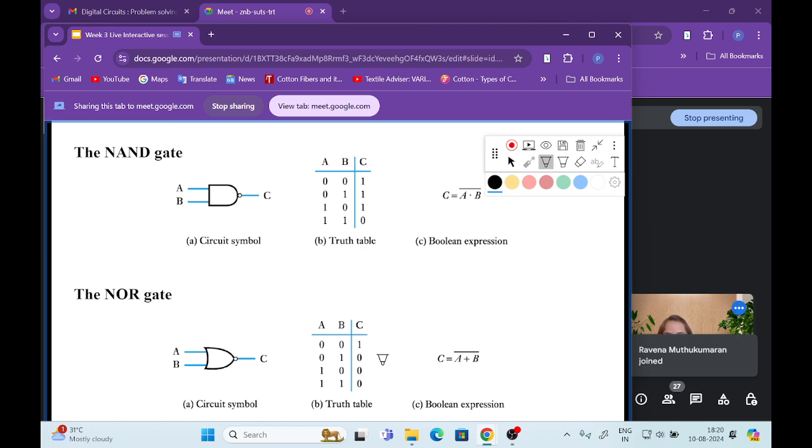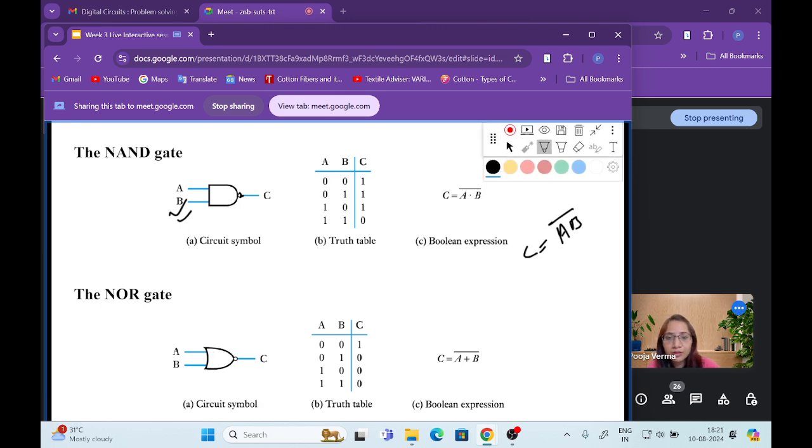Next one is the NAND gate. It is like an AND gate, but an inverter symbol is attached to the output. So the Boolean expression for the NAND gate is (A B) bar. The AND gate is a multiplication, so it is also multiplication, but with the inverter. It is also a two-variable representation. If we give 0 0 to the AND gate, you will get 0 only, but the bar is there, so you will get 1. That means it is the inverted output of an AND gate.